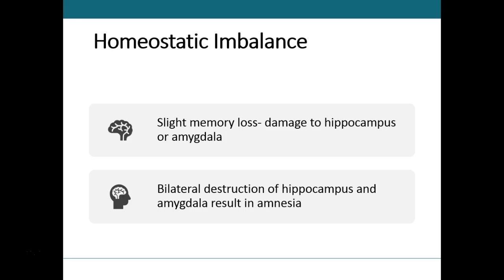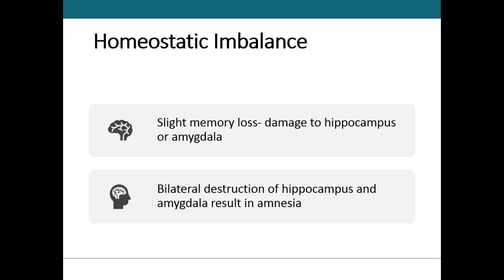The hippocampus and the amygdala are part of the limbic system, what we sometimes call the emotional brain. So the limbic system ties memories to emotion and therefore helps us to remember things much more vividly. So any damage to either of these areas, of course, can result in memory loss, and in severe cases can result in amnesia. Amnesia refers to the lack or loss of memory. So it can be total or partial inability to remember things.